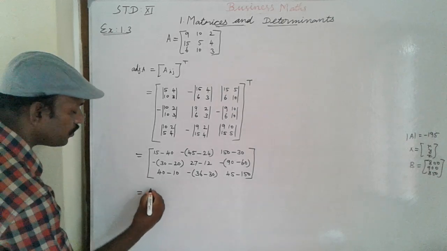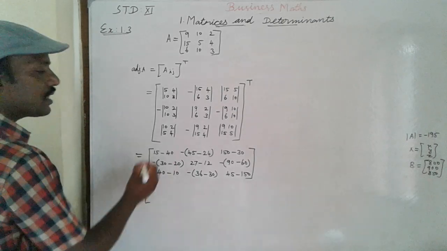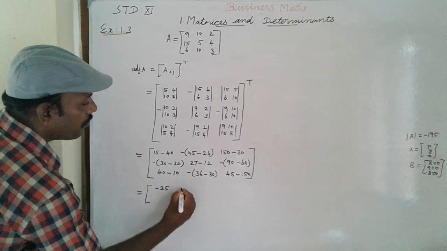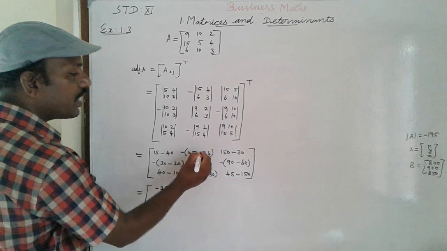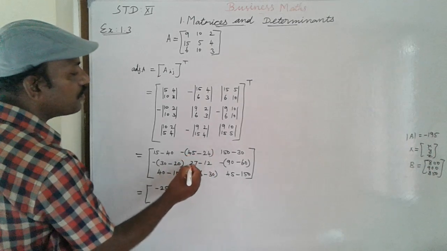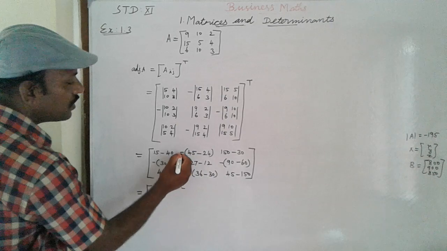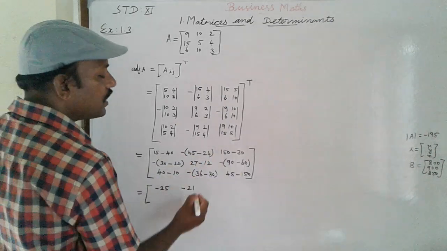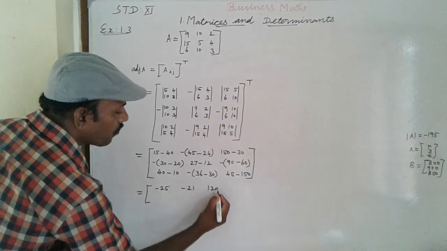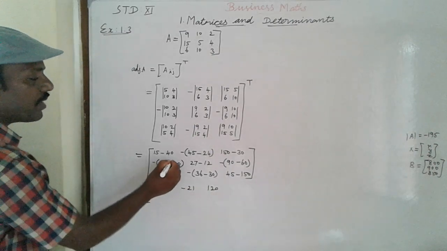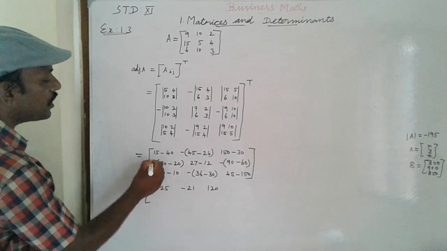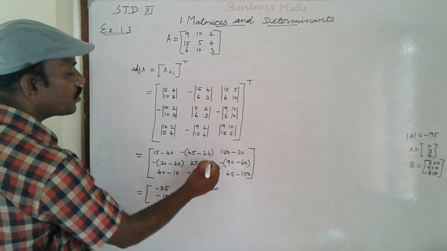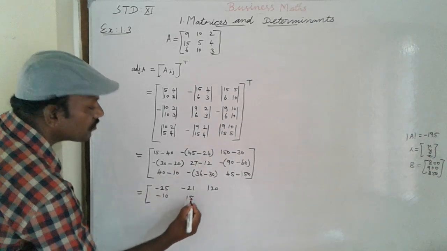Is equal to 15 minus 40 is minus 25. Minus of 45 minus 24 is 21, minus 21. 150 minus 30 is 120. Minus of 30 minus 20 is plus 10. 10 into minus is minus 10. 27 minus 12 is 15.